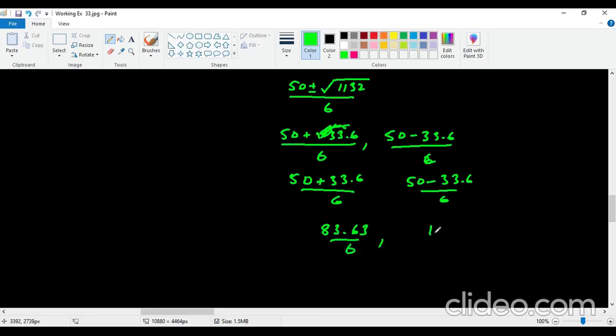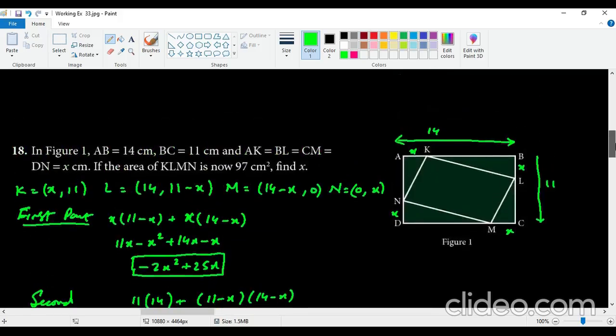The second value is 16.37 divided by 6. This gives us 2.73. Round to 3 is the answer for this question. 2.73 can be rounded off to 3 very easily.